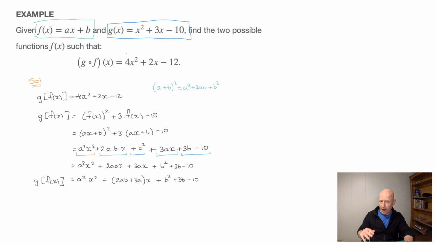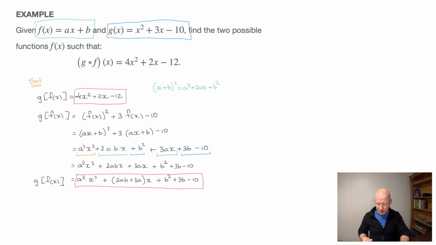There we go. Now, here comes the important part. Since we know that this composite function needs to equal 4x squared plus 2x minus 12, that tells us that this entire quadratic expression here needs to equal the one we have here. And that provides us with a method for finding the coefficients a and b, and therefore provides us with a method for finding the unknown function f of x. And here's the whole idea. To find a and b, we equate the coefficients of the various x terms we have.